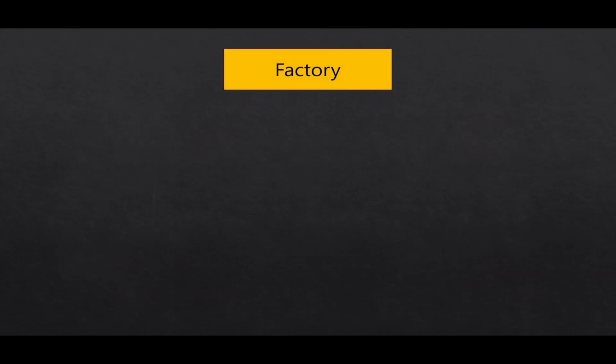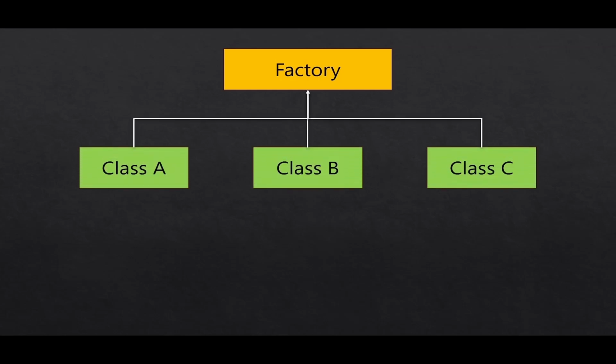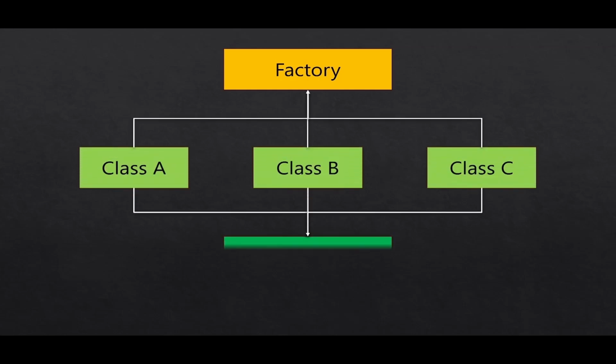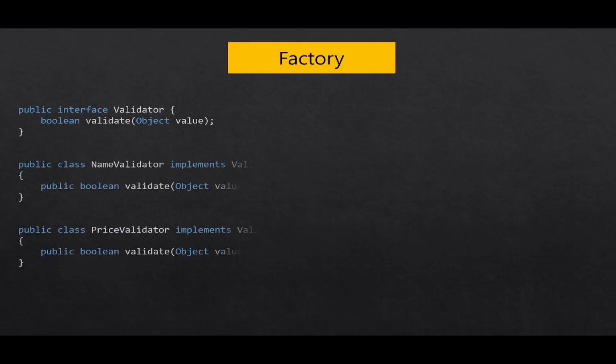Factory pattern. This is one of the widely used design patterns. This pattern is used to create different instances of the classes which are implementing the common interface. To understand the implementation of this pattern, we will take a validator interface. Define a function validate inside it. We will now implement two classes, name validator and price validator, implementing this interface.